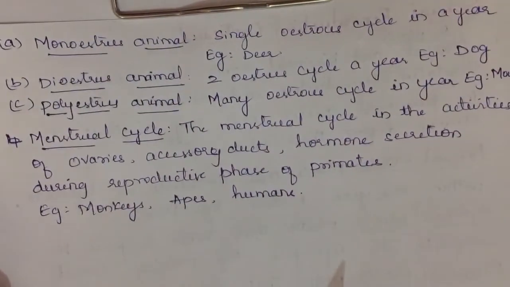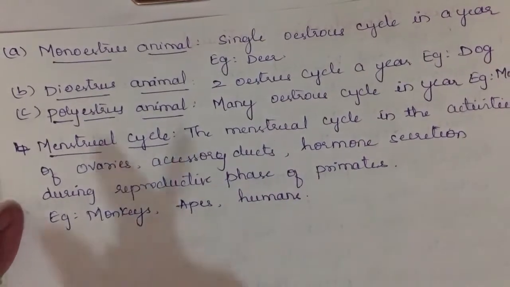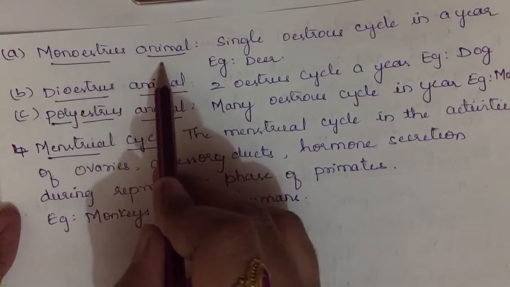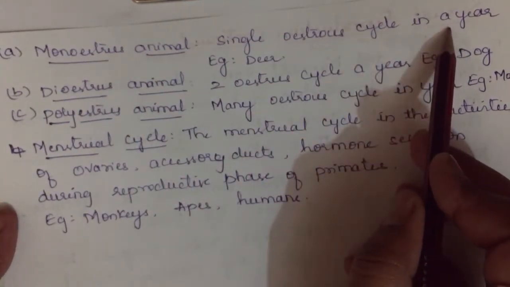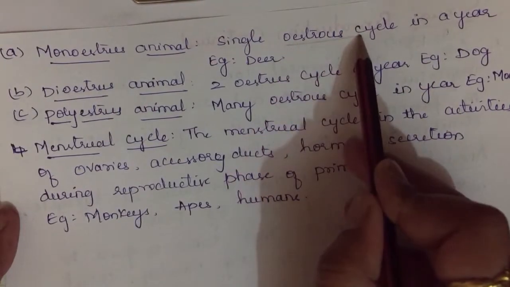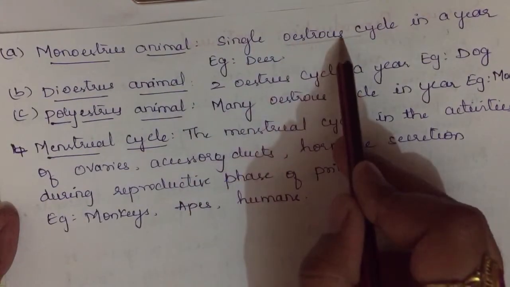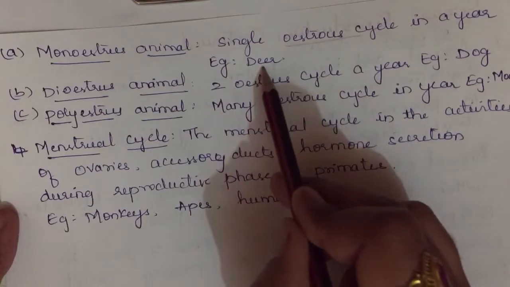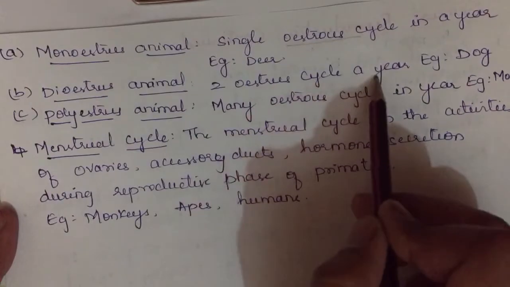Okay, we shall go further. In this estrous cycle, we have different types: monoestrous, diestrous and polyestrous animals. Monoestrous animal means a single estrous cycle in a year. If an organism has only one estrous cycle in a year, we call it a monoestrous animal. Only once in a year it will be able to reproduce. Example, deer.